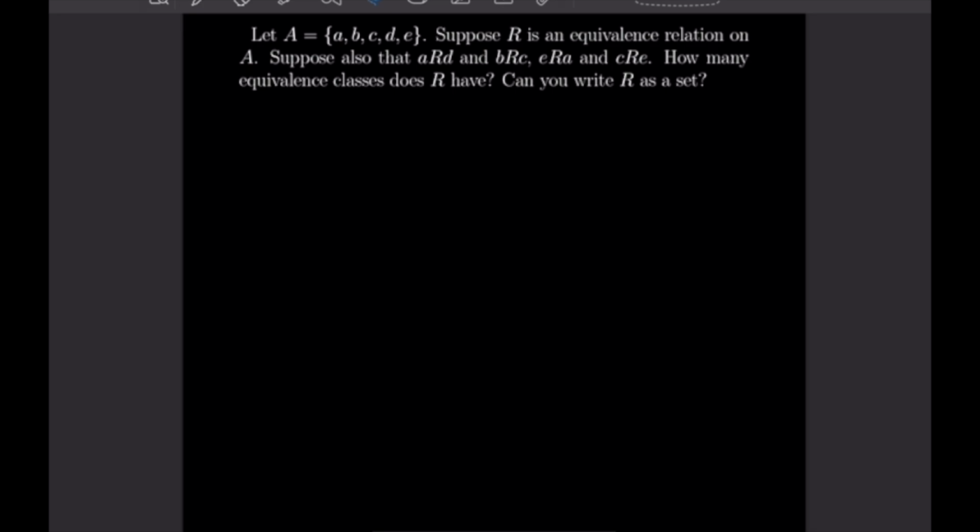How many equivalence classes does R have? Let's go ahead and write down what we've been given here for our relationships. We know that A is related to D, B is related to C, E is related to A, and C is related to E. And we know that R is an equivalence relation.